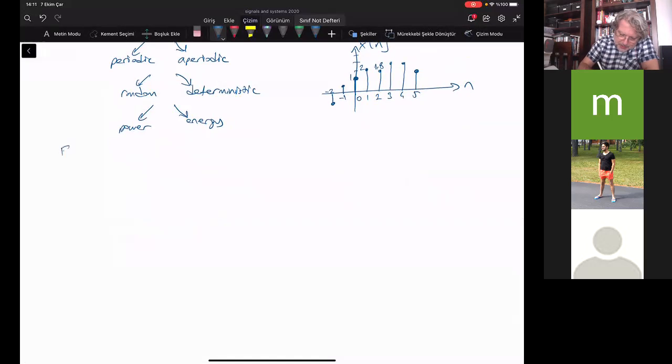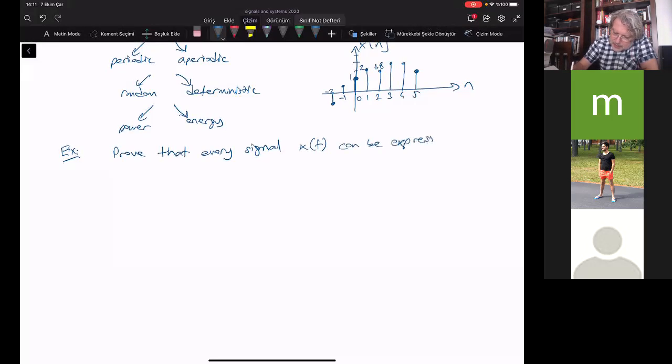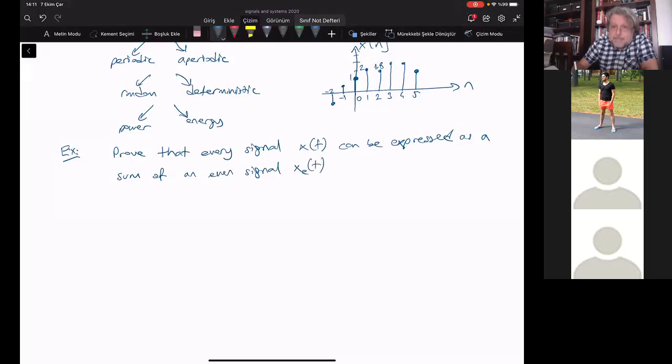For example, let's think of a question. It starts with "prove that." So let me write it. Prove that every signal x of t can be expressed as a sum of an even signal, let's call it x sub e of t, and an odd signal, x sub o of t.